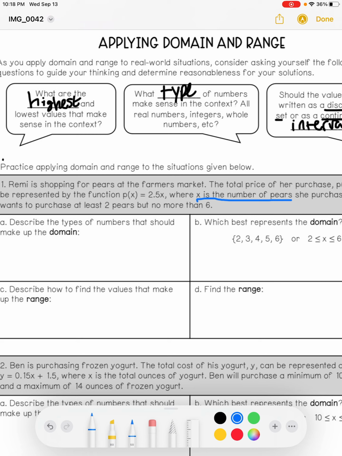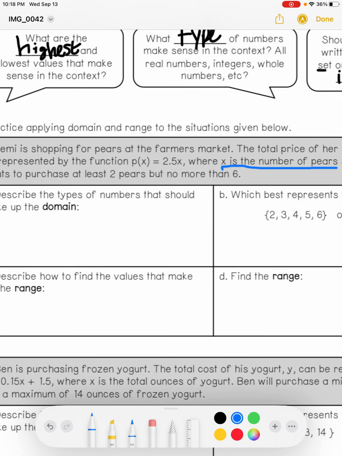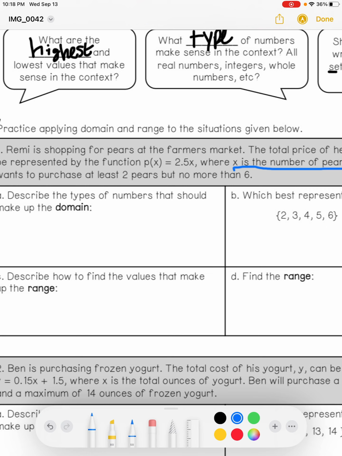If we think about the difference between discrete and continuous, we could say, well, a number of items, was that continuous or was that discrete? That's going to be discrete. Okay, so we're going to hold on to that information because for part A, we want to more know like what's our limits. Okay, it says she wants to purchase at least 2 pairs, but no more than 6.